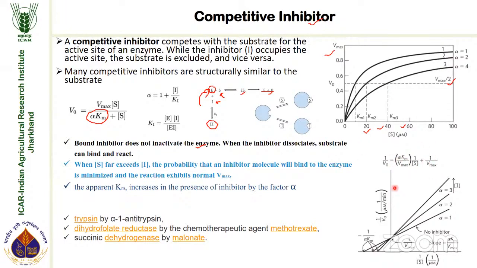Just simply, logically also, if I is there, some of the enzyme will not be available for the reaction. So definitely you will not get the same reaction rate. So in order to reach the maximum velocity, you simply have to increase the substrate concentration. There are several examples, and one example is methotrexate, which is the inhibitor of dihydrofolate reductase, and for succinate dehydrogenase, the inhibitor is malonate, and others.